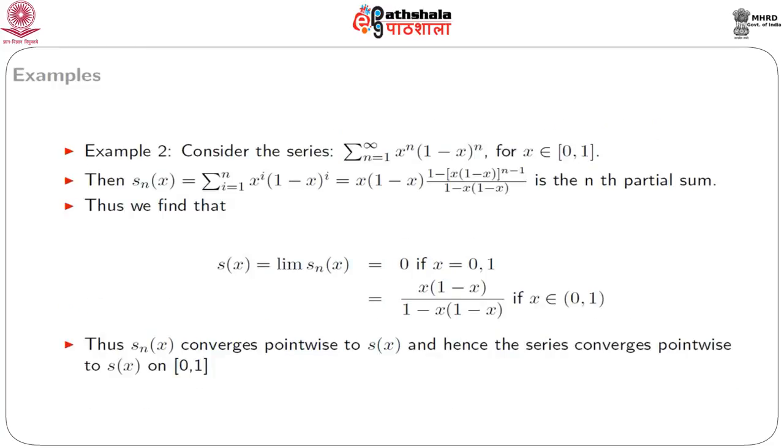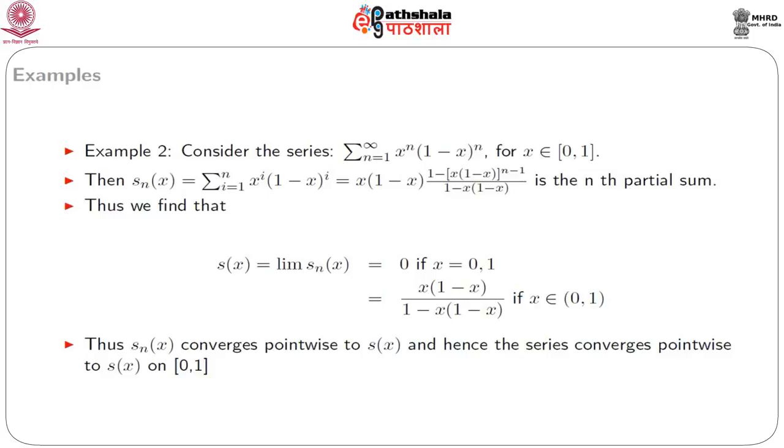Consider our next example, which involves the nth term x^n multiplied by (1 − x)^n for x belonging to the closed interval 0 to 1. Then in this case we get a geometric series, and so S_n(x) comes out as x(1 − x) multiplied by (1 − (x(1 − x))^n) divided by (1 − x(1 − x)).